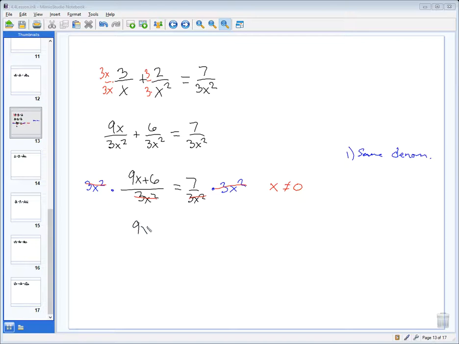So now we've got 9x plus 6 equals 7. I'm going to subtract 6 from both sides, which gives me an answer of 9x equals 1. Then I can divide both sides by 9, and I get x equals 1/9. Now I checked my answer 1/9. I check it up here. It does not match with the 0, so this answer is fine. It checks out.